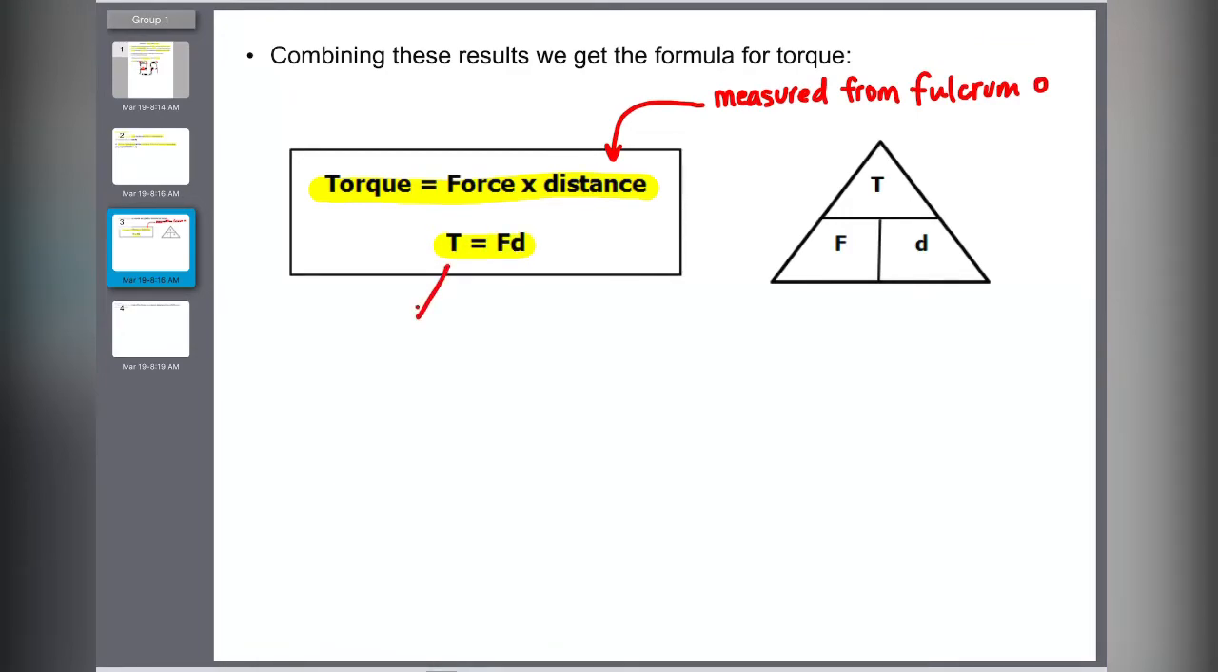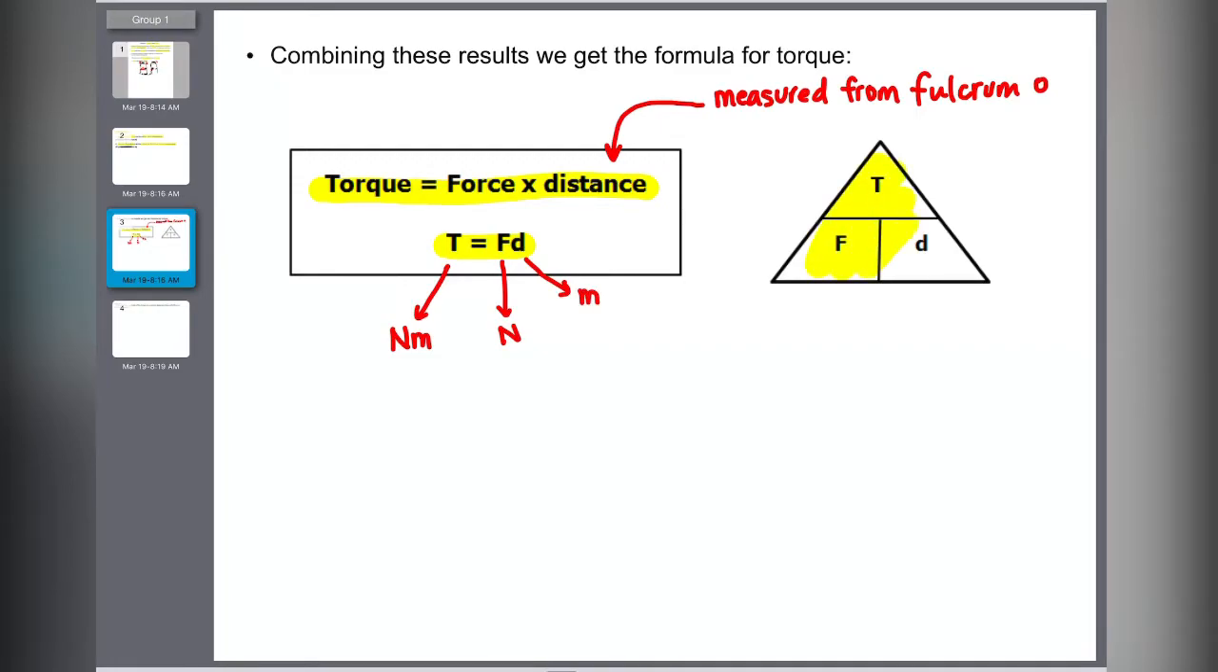And we already talked about the unit. Sometimes on a question, even when they don't say torque is 20 newton meters, when you see something measured in newton meters, you know that they're talking about torque. We already know that from the last unit. Force is measured in newtons, and distance is measured in meters.